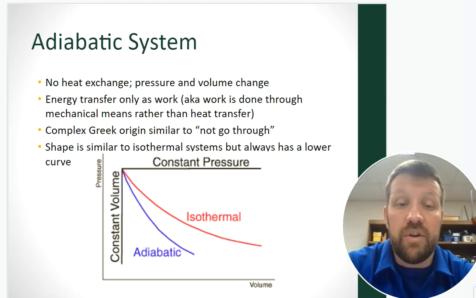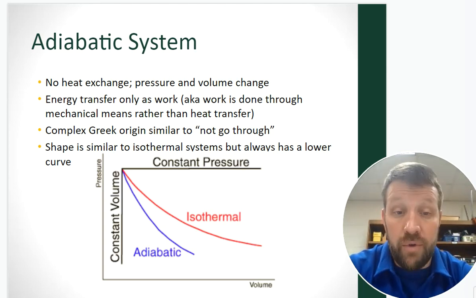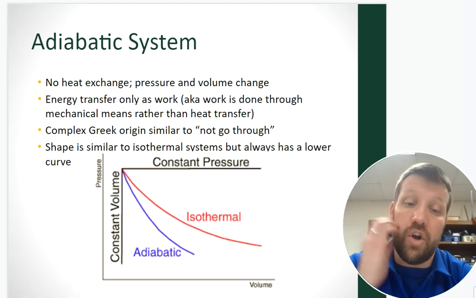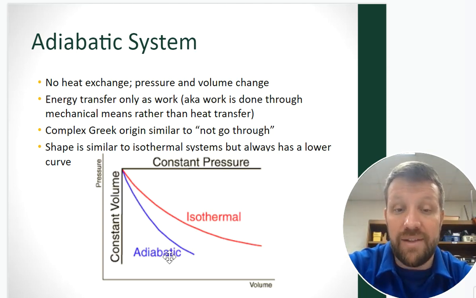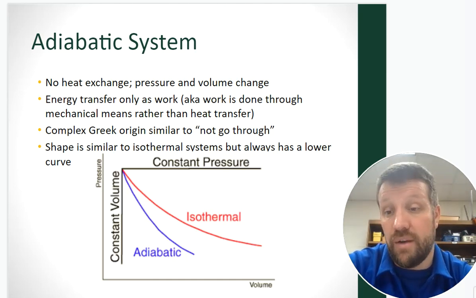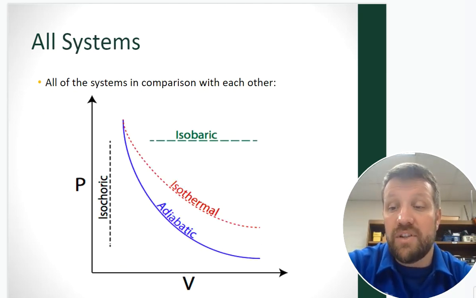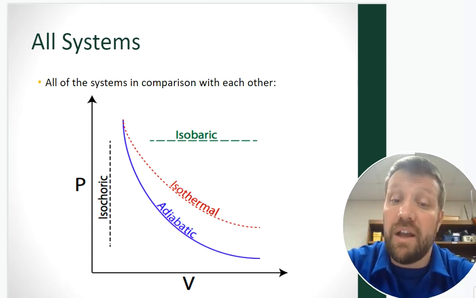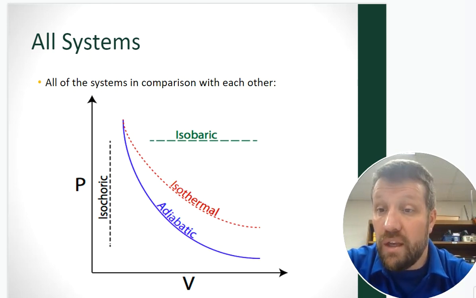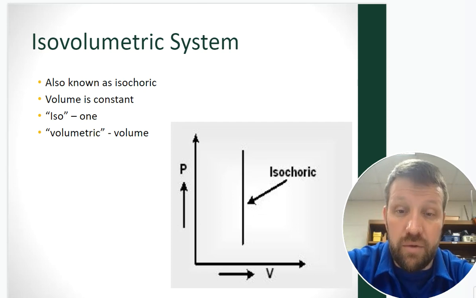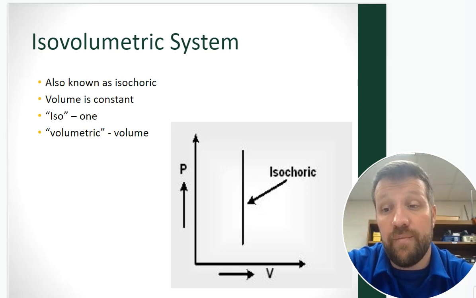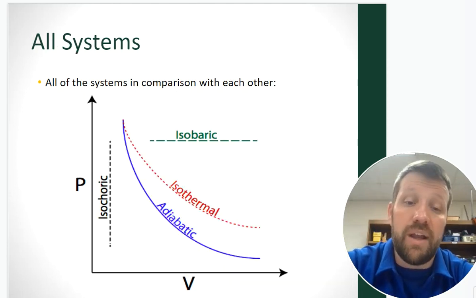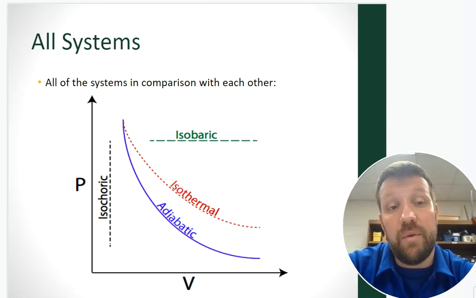This is a complex Greek origin, right? It basically says not go through. And so the shape is similar to the isothermal systems, but always will have a lower curve. And we see this lower curve here in adiabatic systems, and that's because heat is not transferring. So if we had similar systems compared to each other, I think it's worth just trying to remember the names here: isobaric, isochoric, isochoric also being what we saw for isovolumetric, okay? We're also going to see this as isochoric, so please realize that both of those terms could be used here. So isobaric, isochoric, isothermal, and then that adiabatic that we looked at.